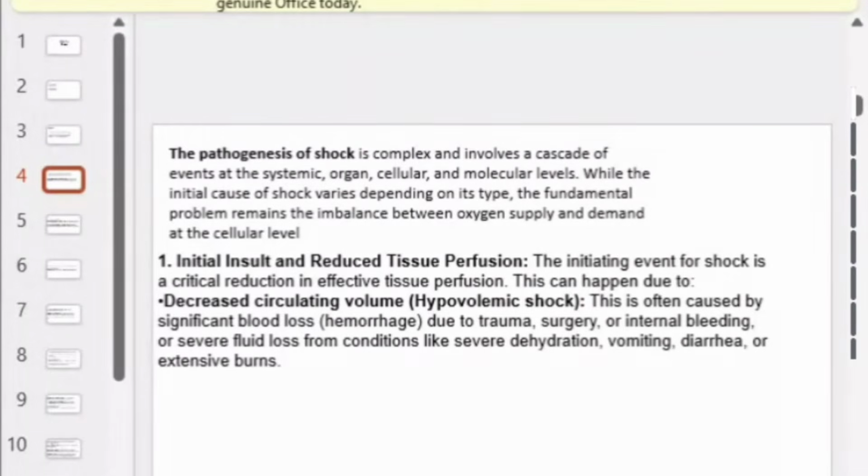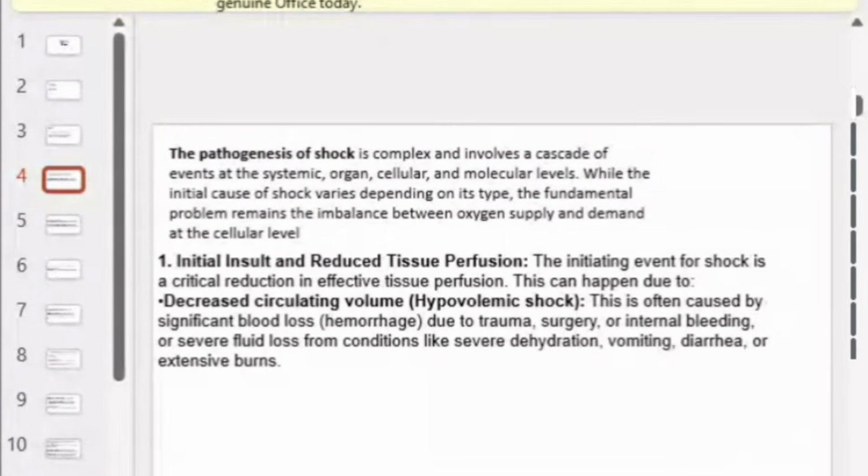The first one is initial insult or reduced tissue perfusion, and this might occur as a result of decreased blood volume when the shock has taken place. This shock will vary depending on what has caused it. It might be due to hemorrhage, infection, or myocardial infarction, which takes place when the heart muscles fail to pump the blood. What might trigger this shock?